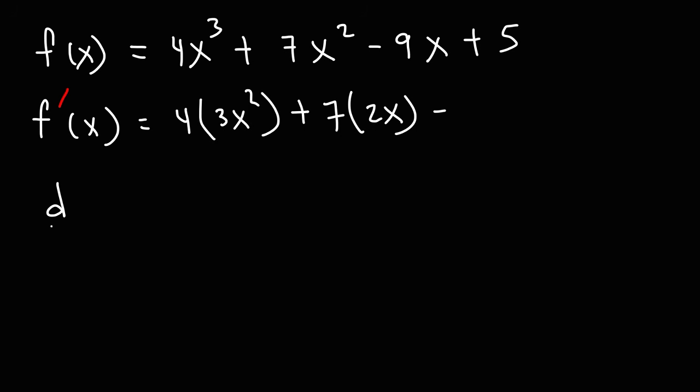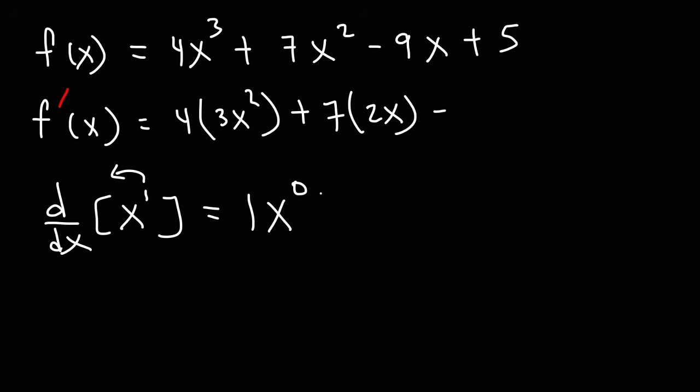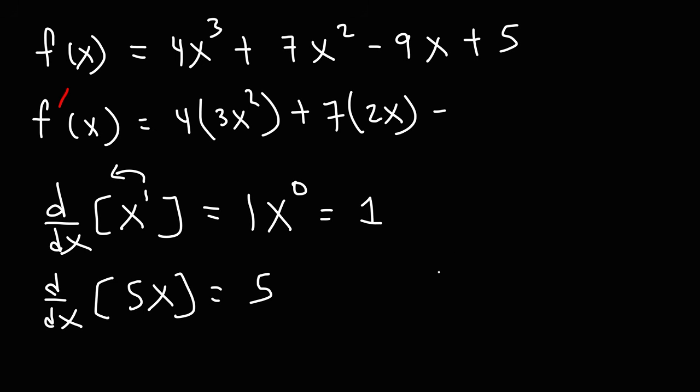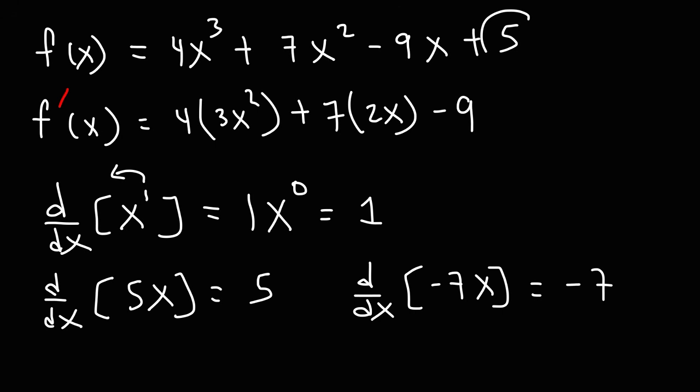Well, first, we need to know what the derivative of x is equal to. x is the same as x to the first power. So using the power rule, we can move the exponent to the front. It's going to be 1x, and then if we subtract that number by 1, we get 0. Anything raised to the 0 power is 1. So the derivative of x, for instance, is 1. The derivative of 5x is going to be 5 times 1, or 5. The derivative of negative 7x is simply negative 7. So the derivative of negative 9x is simply going to be negative 9. And we know that the derivative of a constant, that is a number without a variable, is always 0.